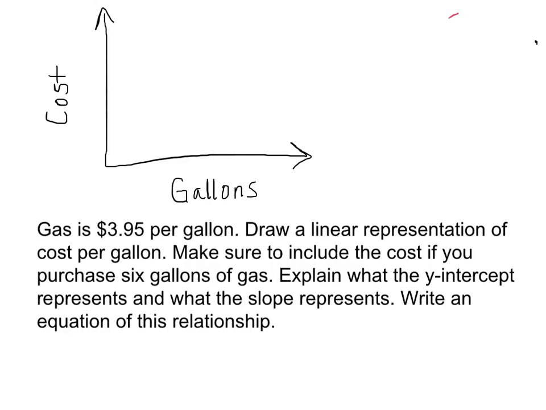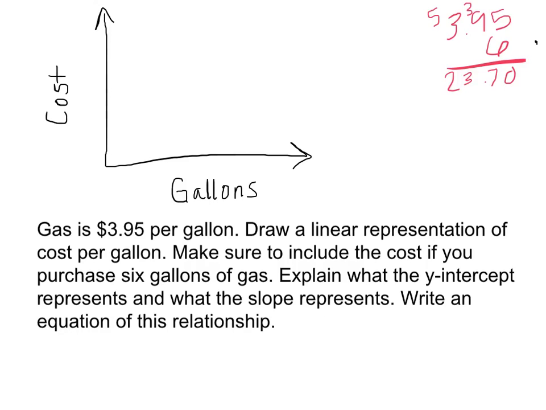Well, $3.95 times 6. 9 times 6 is 54, plus 3 is 57, and 18 plus 5 is 23. So you would pay $23.70.